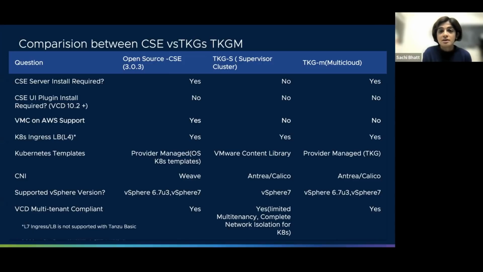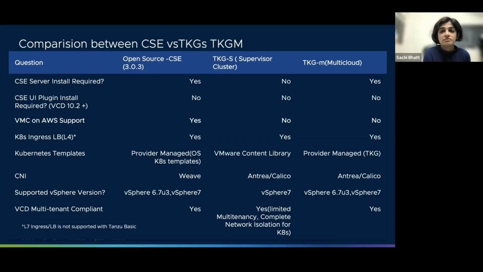The second row you see is TKGS, which is Tanzu Kubernetes Grid, based on vSphere with Kubernetes. And currently that is supported with VCD release 10.2.2. It connects to vSphere infrastructure which has a supervisor cluster created and workload management enabled. And we can consume or provide TKGS as a runtime on VMware Cloud Director.